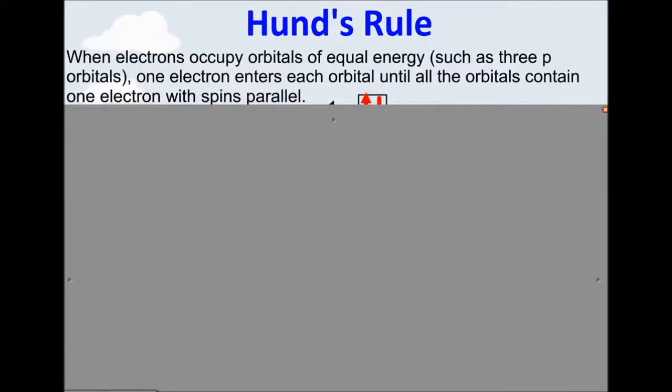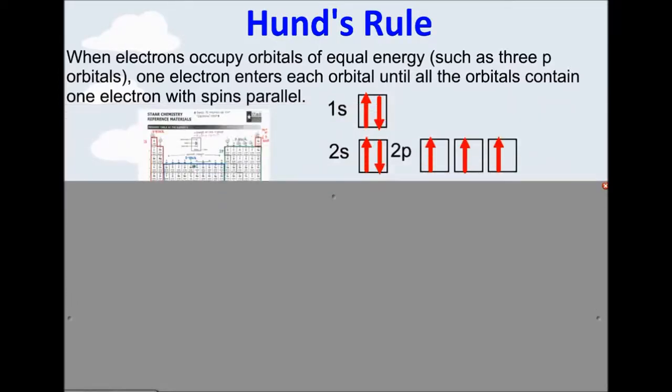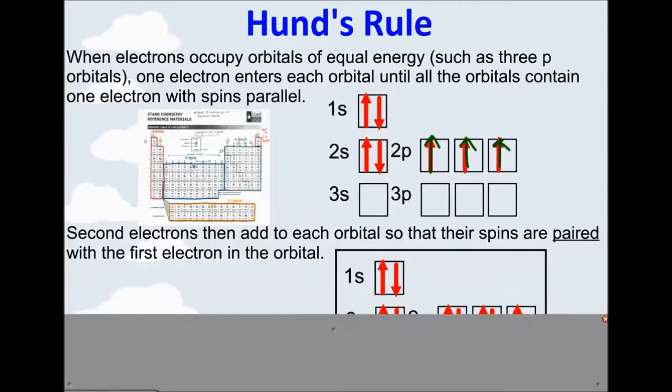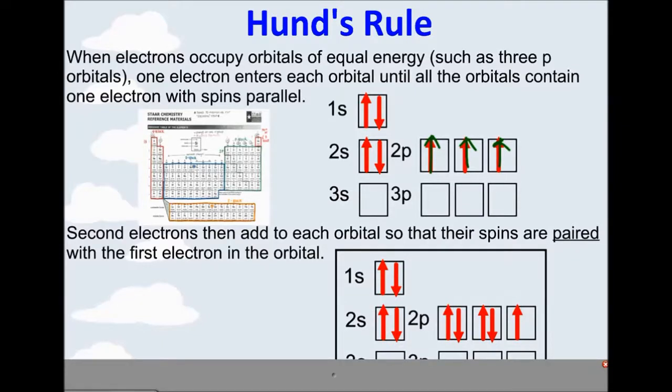And then there's Hund's rule, which says when electrons occupy orbitals of equal energy, such as the 3p orbitals, 1 electron enters each orbital until all the orbitals contain 1 electron with parallel spins. So here's an example, okay? When it's 2p3, notice how we've entered the orbital singly. Okay, but if we go further, where it's like 2p5, you'll go 2p1, 2p2, 2p3, and then you go back 2p4, 2p5 to couple these. Again, I'll show you more examples later.